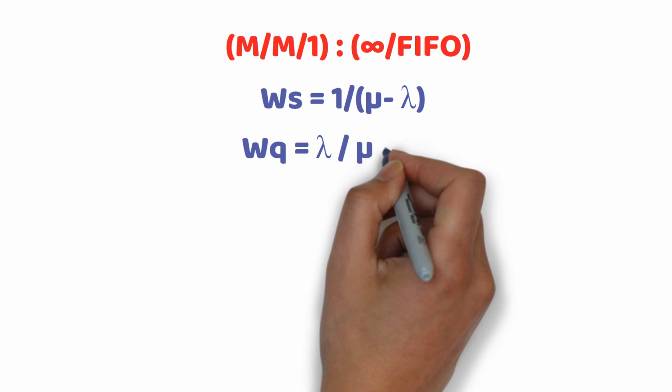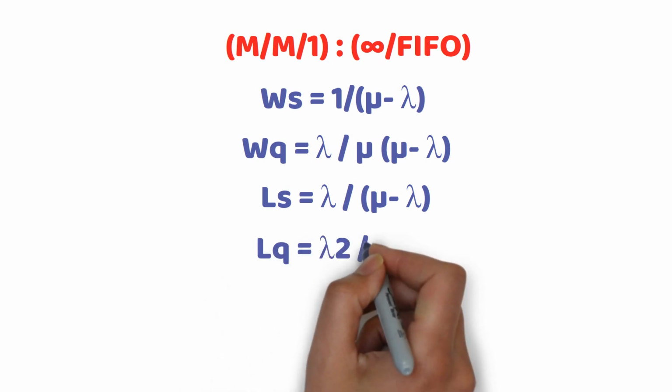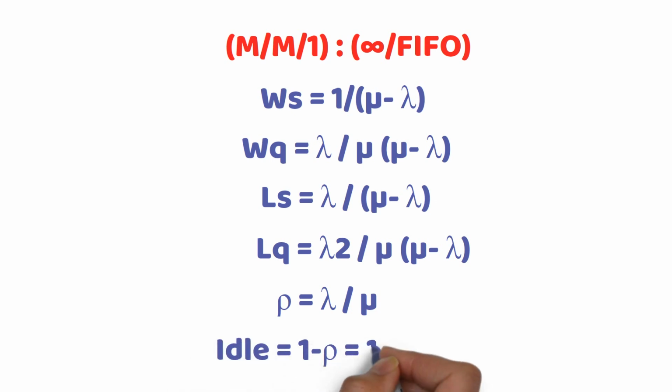M/M/1/infinity/FIFO. It means Poisson distribution for arrival, exponential distribution for service time, one server, infinite capacity of the system, and service discipline is first in first out. In this model, the average waiting time per customer in the system or WS will be, the average waiting time per customer in the queue or WQ will be, the average number of customers in the system or LS will be, the expected number of customers in the queue or queue length or LQ will be, the degree of utilization of the system or traffic intensity will be, the probability that the system would be idle is 1 minus degree of utilization. Let us take an example to understand this model.